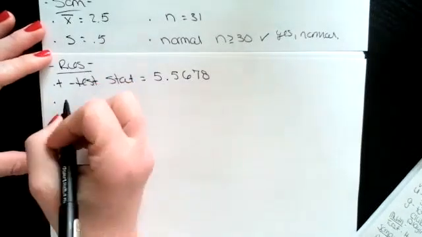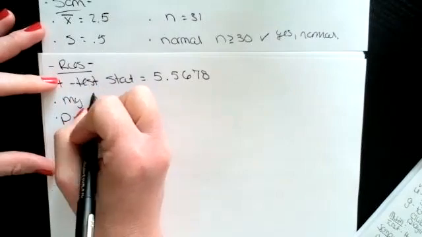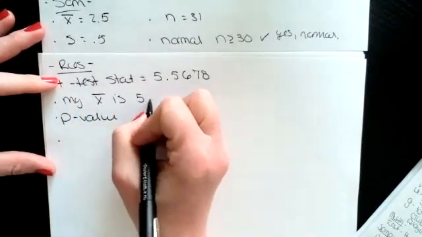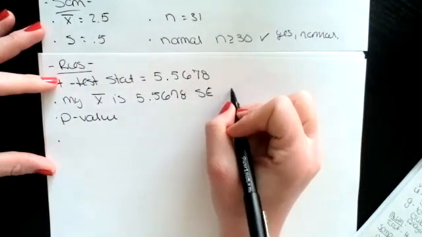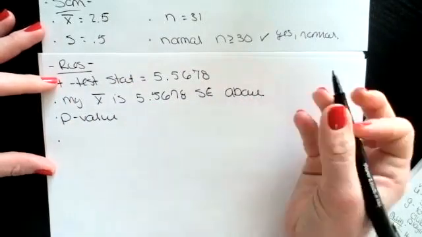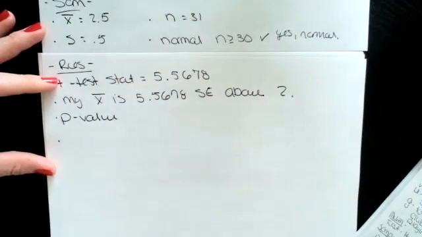All right, so what this stands for, I'm going to say that my X bar is 5.5678 standard errors above, because it's positive, my center of 2.